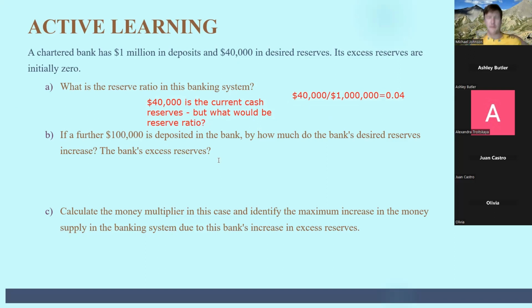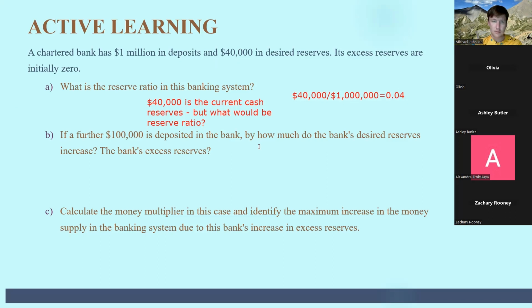And then if a further $100,000 is deposited in the bank, how much do the bank's desired reserves increase and the bank's excess reserves? Does Olivia want to try or Zachary? So would it be 40,000 divided by 1.1 million? Oh, close. In this case, we take the reserve ratio of 0.04 and multiply it by the 100,000.